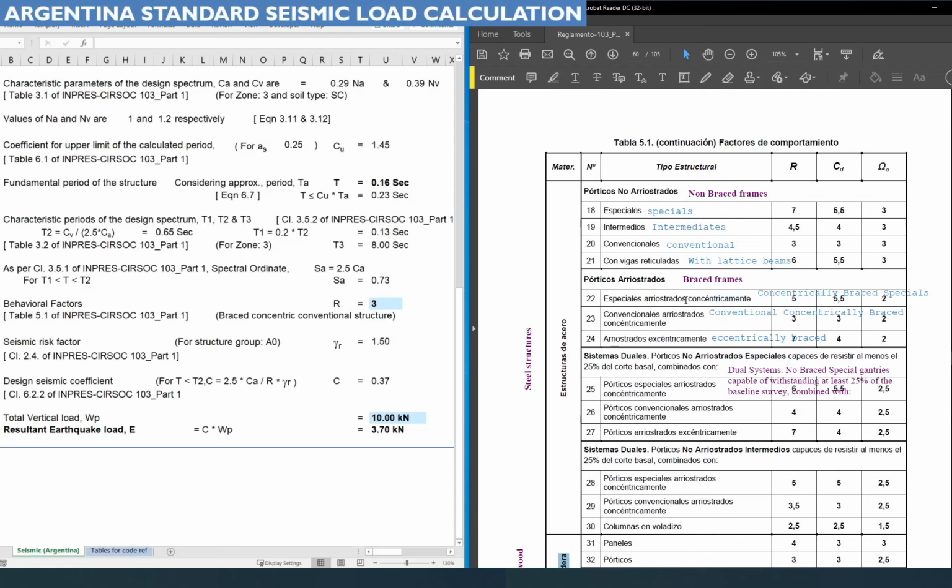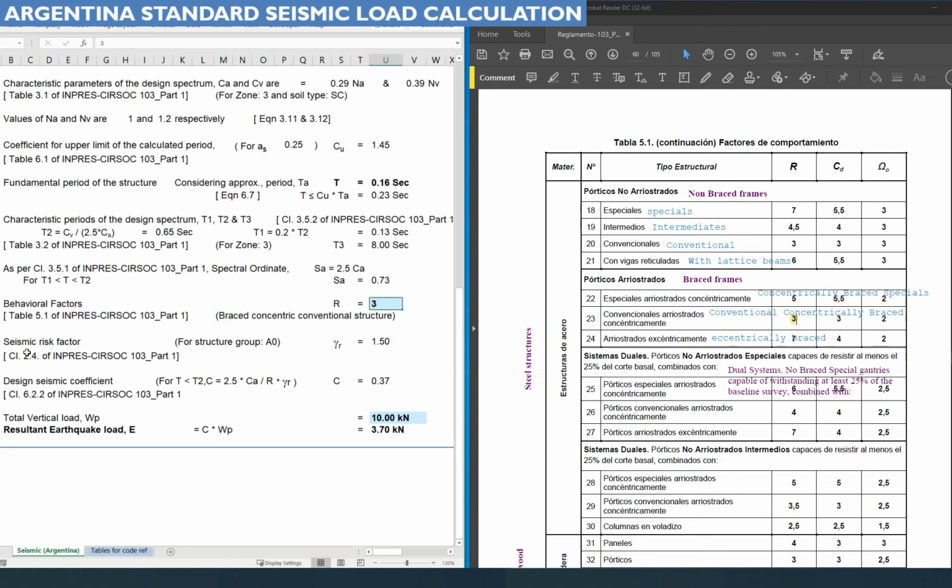So I am considering here for our calculation a braced concentric conventional structure, which has R value of 3 here. So I am considering 3.